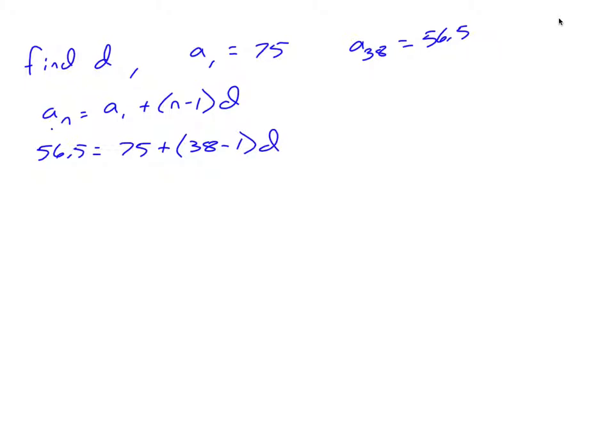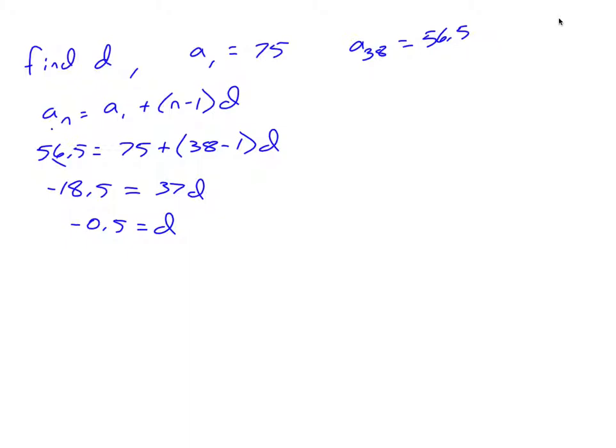So I subtract the 75 over, which gives me negative 18.5. I have 37 times the common difference, and when I divide, I get negative 0.5. Whoa. So what does that mean a sub 2 is? 74.5. I subtracted the 75 to the left, and that's where I got the negative.